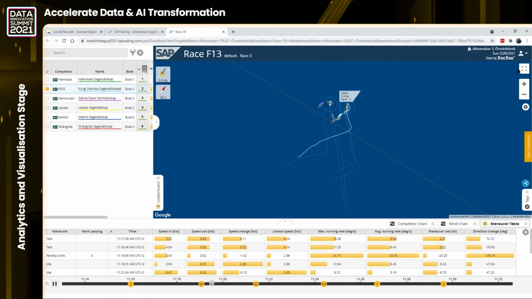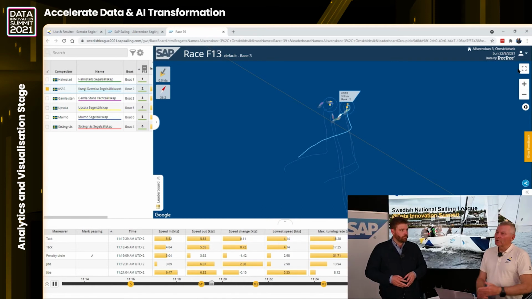So we can see at what speed they entered the maneuver, what turning rate they had, and with what speed they came out after the maneuver. So the less you lose in speed during a maneuver, the more time you save, and the better your result will be in the race, of course. So here you can analyze every individual maneuver one boat has done and compare to other boats. And this is available both for sailors and also the audience.